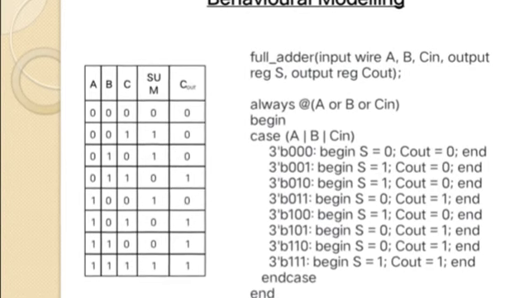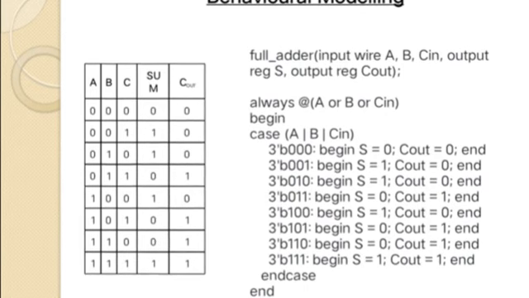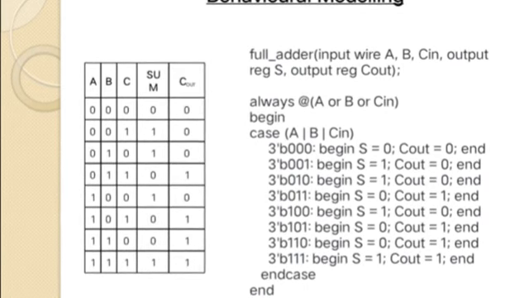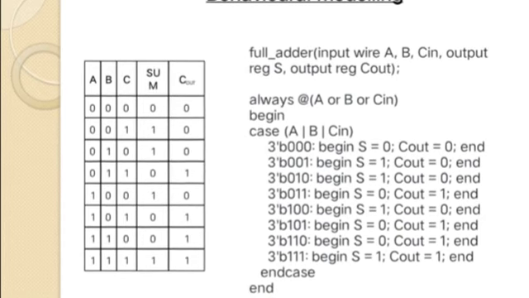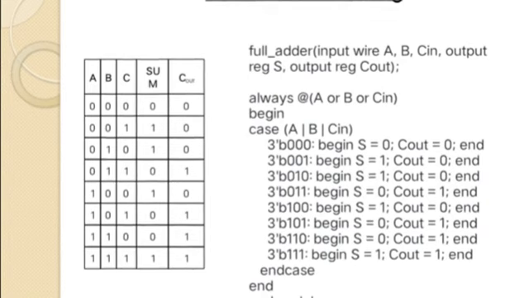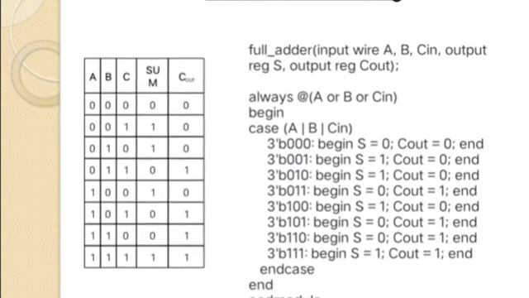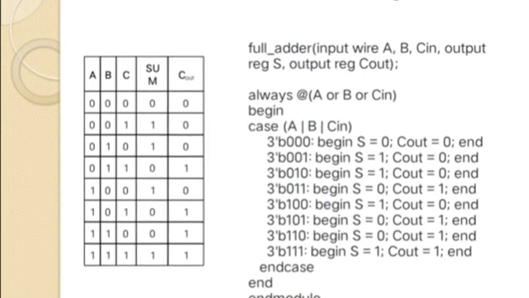Here the full adder has the outputs sum and carry, and the inputs A, B and C. The always block is used because the output changes whenever the inputs change, therefore A or B or C is declared in the always statement. Then finally the case statement is declared on the inputs A, B and C.